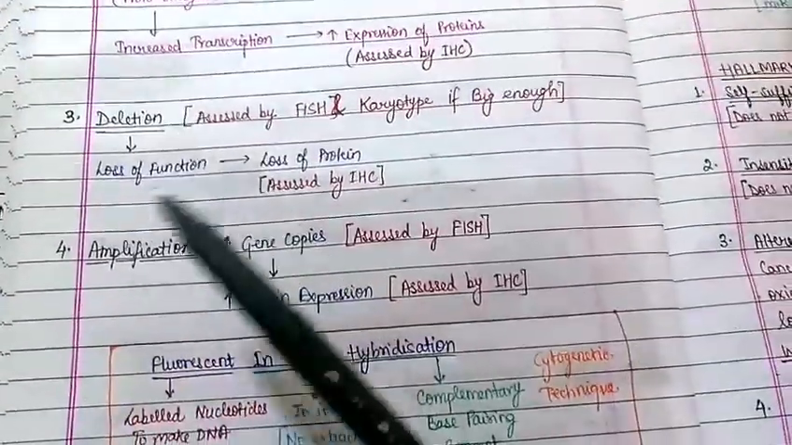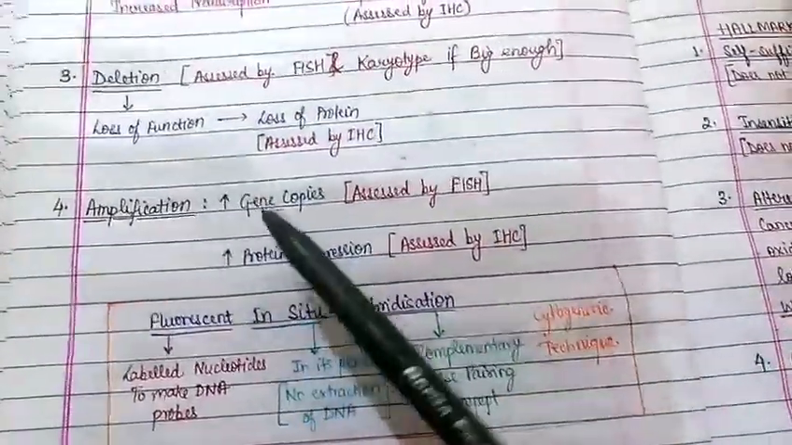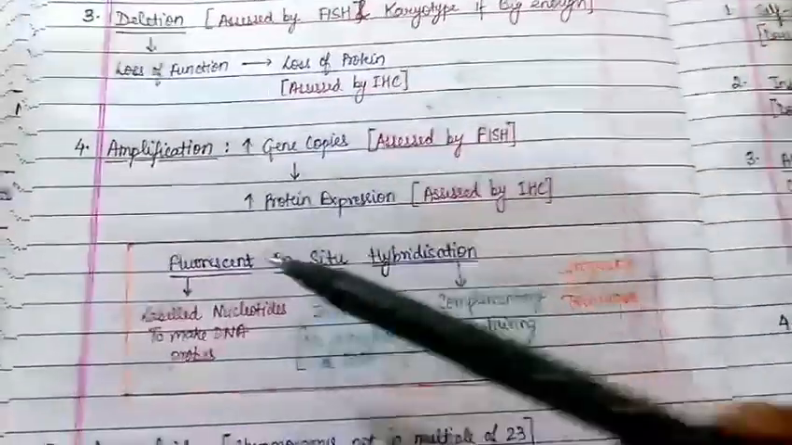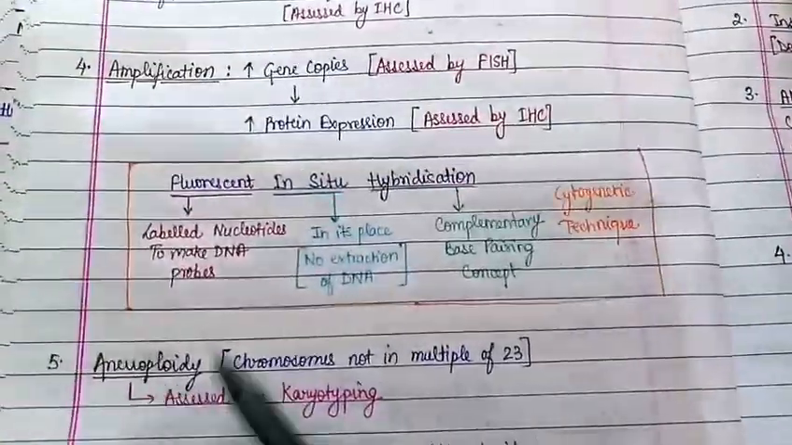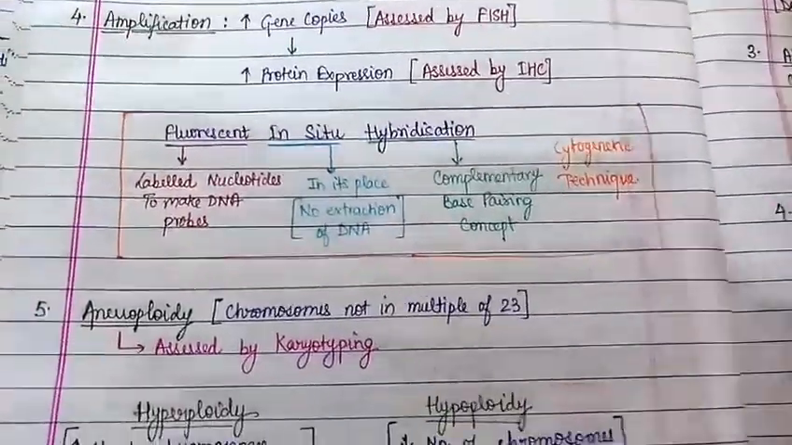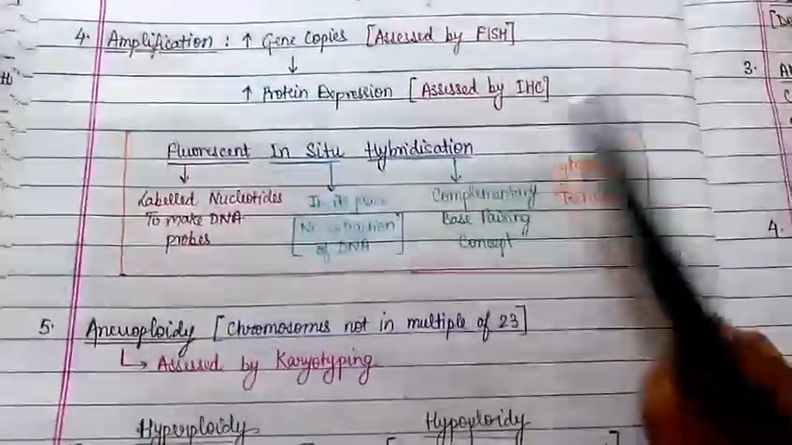The fourth one is amplification. So we have discussed the first one is point mutation, then we have discussed rearrangement, then deletion, then amplification. Amplification means increased gene copies. Okay, that will cause increased protein expression. So these are the four methods. The fifth one is aneuploidy, means chromosomes will not be in multiples of 23. It can also be assessed by karyotyping.